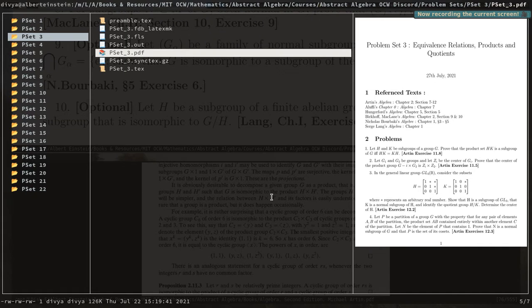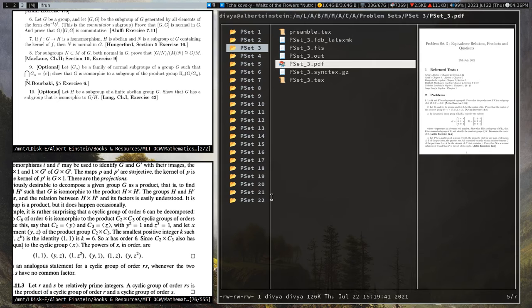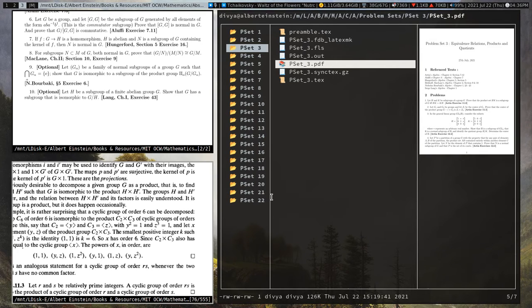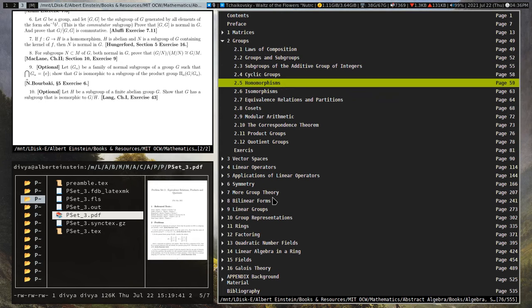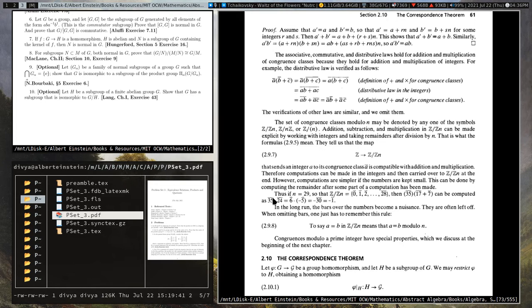So yeah, that's the P set. And yeah, so today we'll be doing the correspondence theorem.